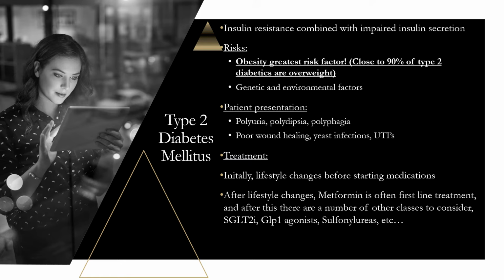And then there are a lot of other classes to consider: SGLT2 inhibitors, GLP-1 agonists, sulfonylureas, etc. There's a lot of other ones. Again, I'm going to make a separate video to go over those. But type 2 diabetes, unless they're in really bad shape, you're going to start with lifestyle changes, diet, and exercise. If that fails, then go ahead and go to metformin. And then you have a bunch of other classes to consider.